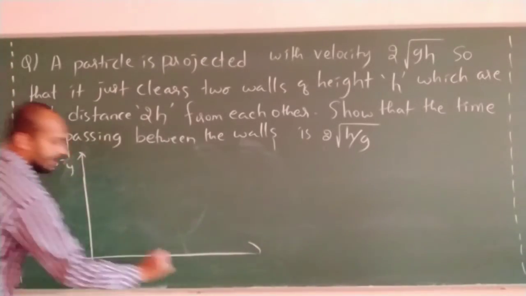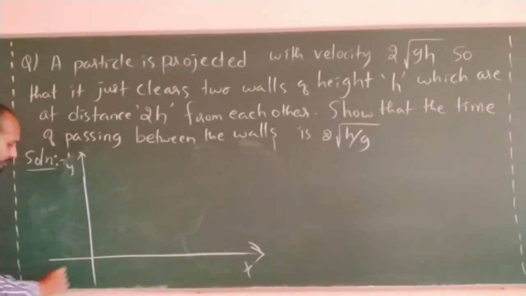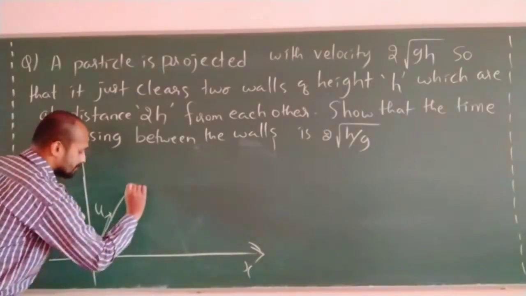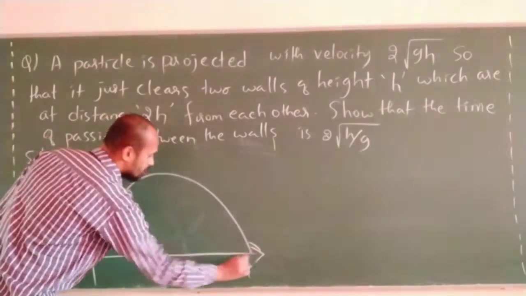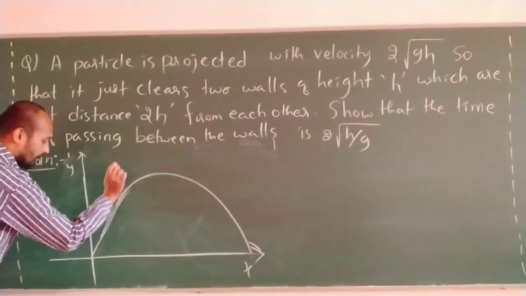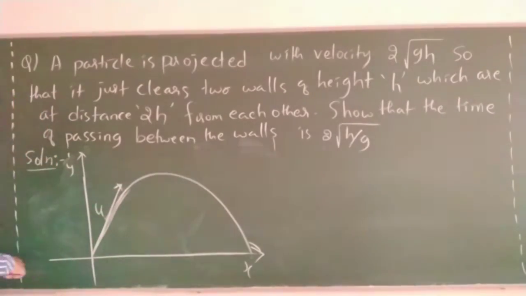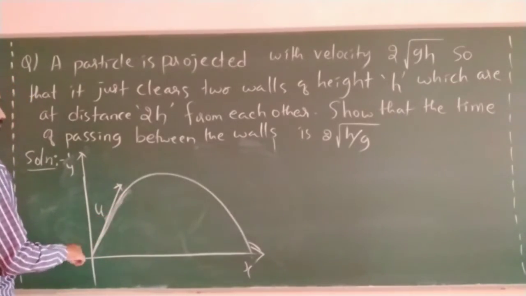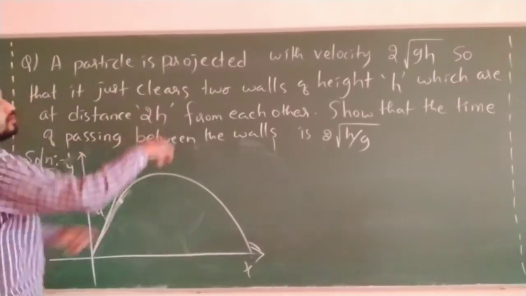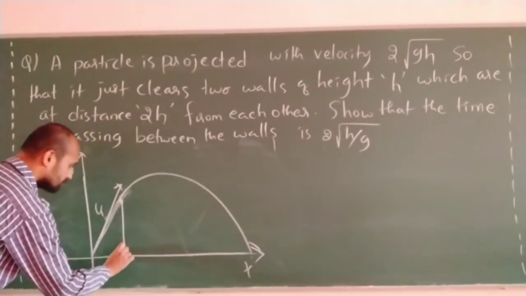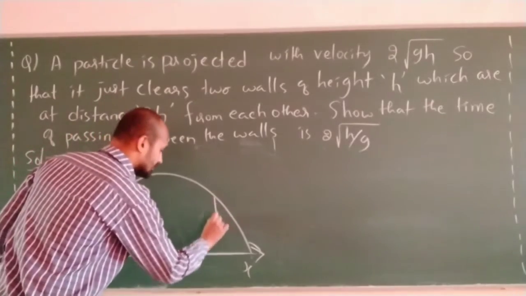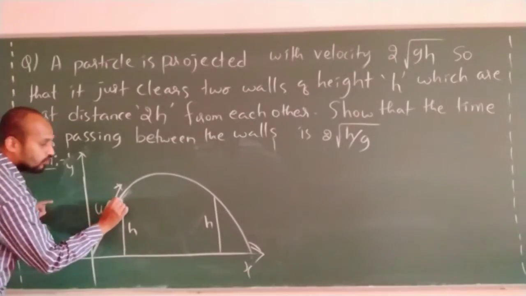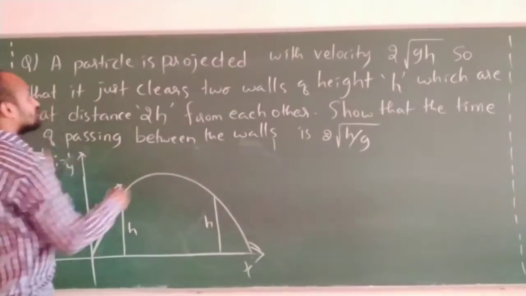This is y, this is x, and let's say this is the initial velocity. The body gets projected like this. Imagine that two walls of height h. This is one wall, this is another wall, such that they are having height h. This projectile motion just passes through these walls.